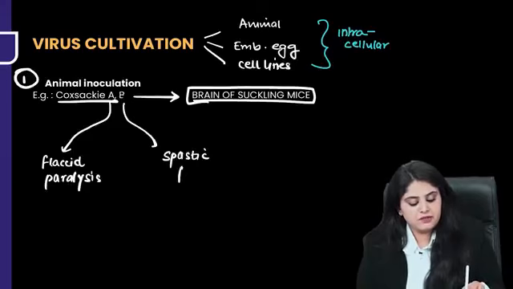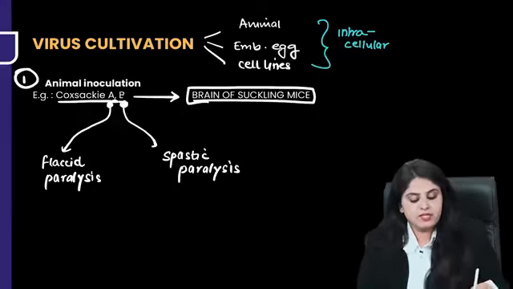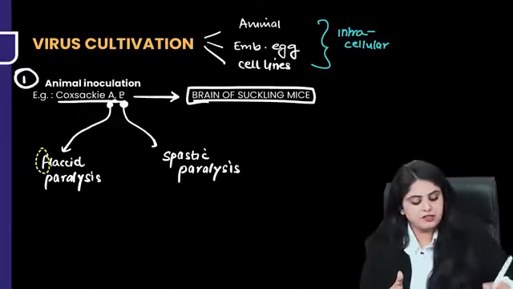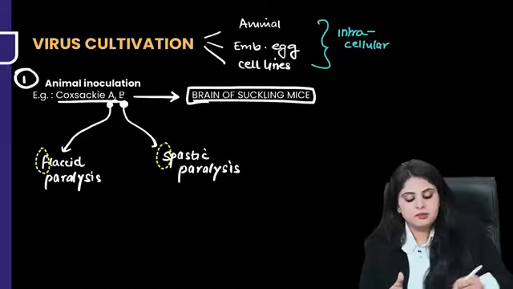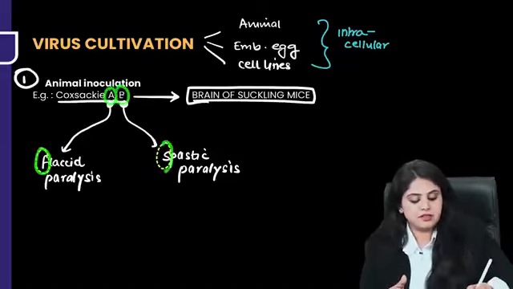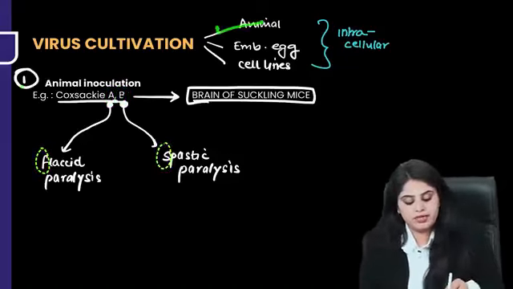And how did I learn which is flaccid and which is spastic? I simply go alphabetically. A comes before B, so A comes first, then B comes. Similarly, F comes first and S comes later. So simple, A comes first, B comes later, F comes first, S comes later. So that is how you arrange them in alphabetical order. That is how you grow it in animals.